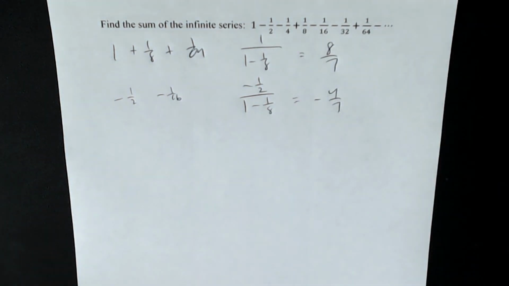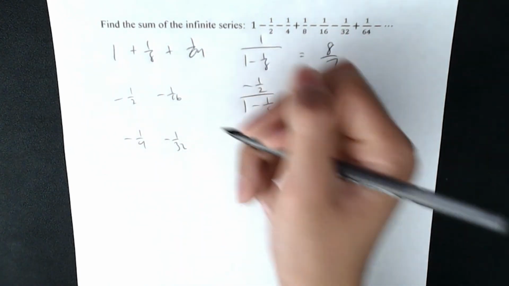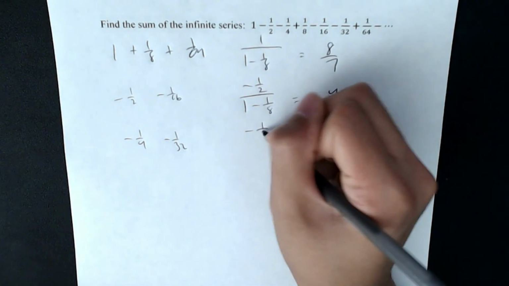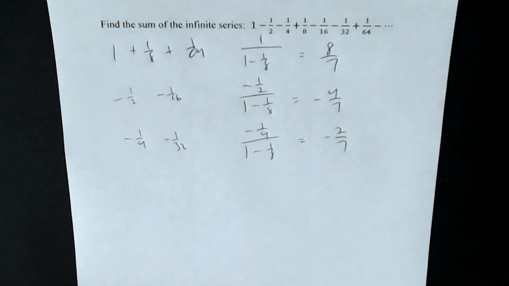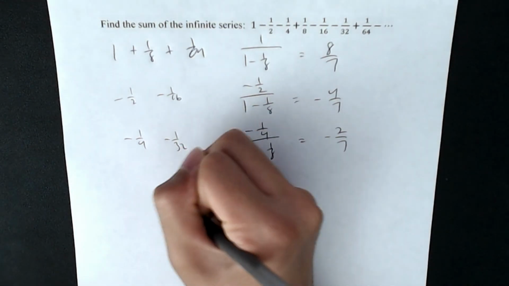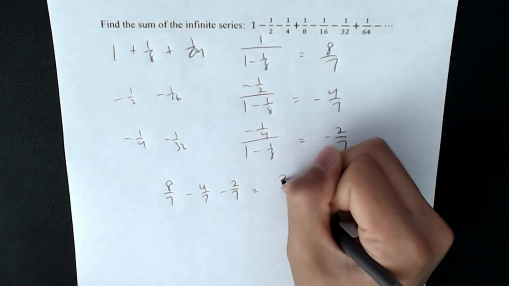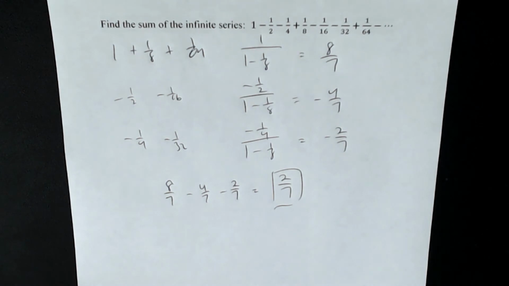Finally, we add the infinite geometric sequence negative 1/4, negative 1/32, and so on, with common ratio 1/8 to get a sum of negative 1/4 divided by 1 minus 1/8 equals negative 2/7. With all terms accounted for, we simply add all these sums, so 8/7 minus 4/7 minus 2/7 gives our answer of 2/7. This method is a conventional way of solving irregular series.